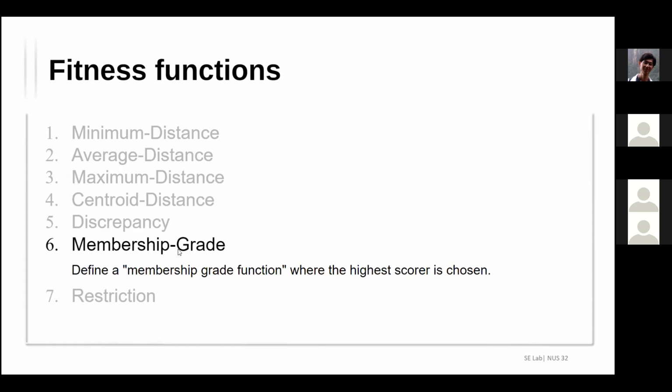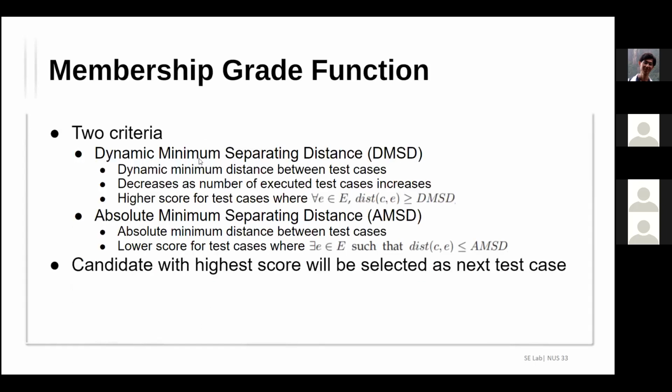So this one's a bit more complicated. It's kind of fuzzy logic. So you have these two ideas. It's basically you score test cases higher if they maintain a certain minimum distance between test cases, and they maintain an absolute minimum distance as well. And with these two criteria in mind, you choose the one that best fits them. DMSD and AMSD, two criteria. Yeah. It's a bit abstract, so I'll probably not go into detail on this one because there's quite a lot to cover, I realize.